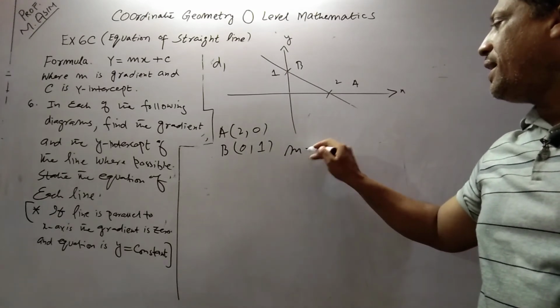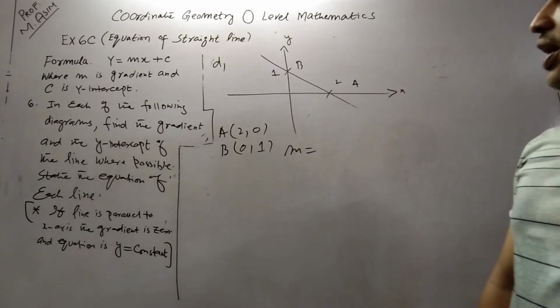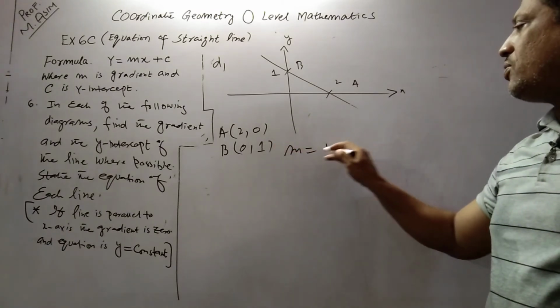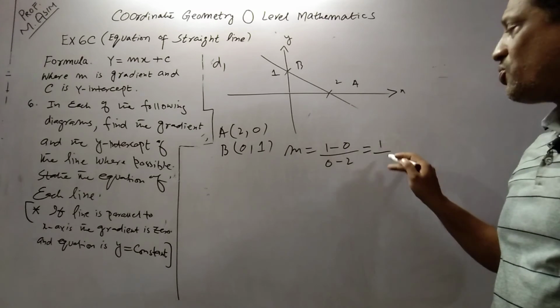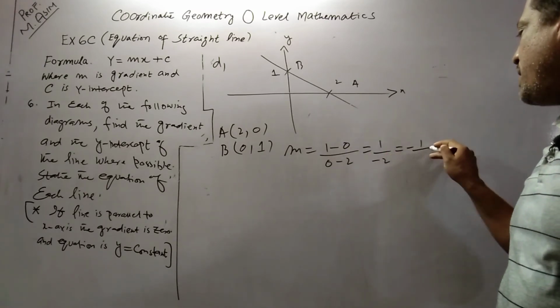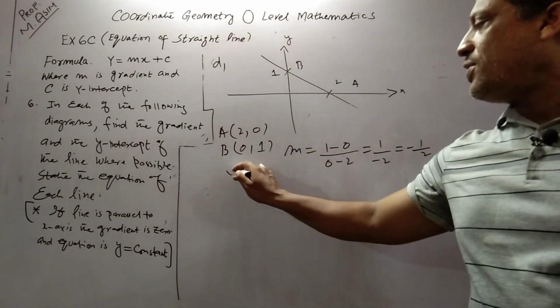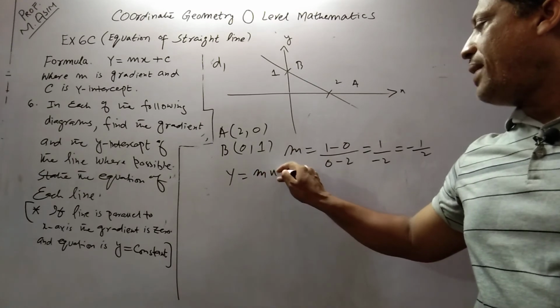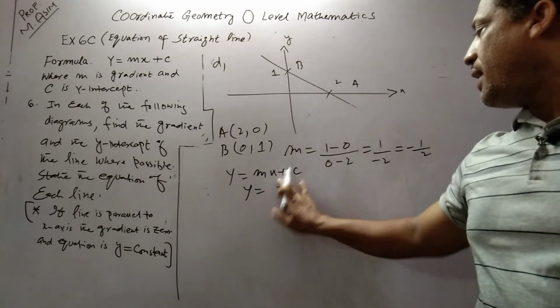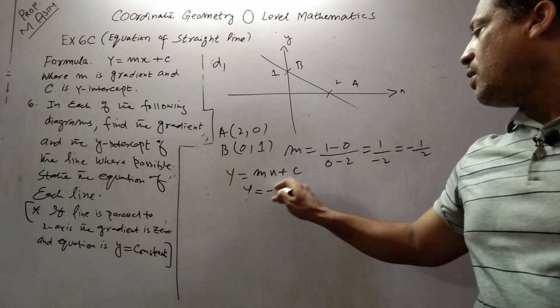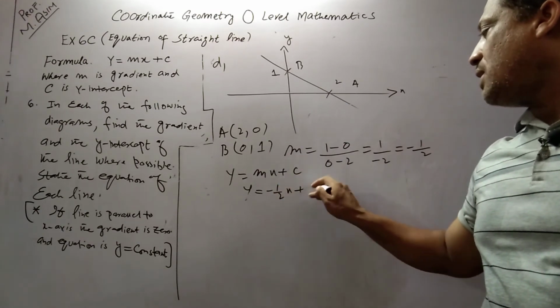How to find the gradient? It's very easy. y2 minus y1, 1 minus 0 upon x2 minus x1. 1 minus 0 is 1, 0 minus 2 is -2. So the answer is -1 upon 2. So the equation is y is equal to mx plus c. y is equal to m is what? m is -1 upon 2x plus c.